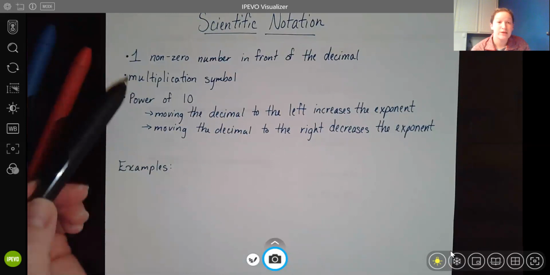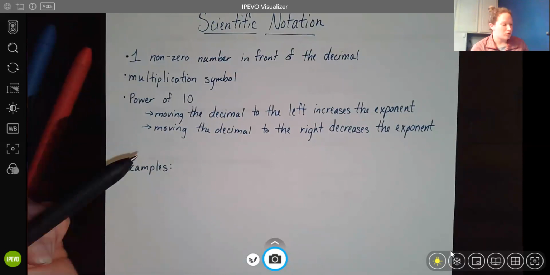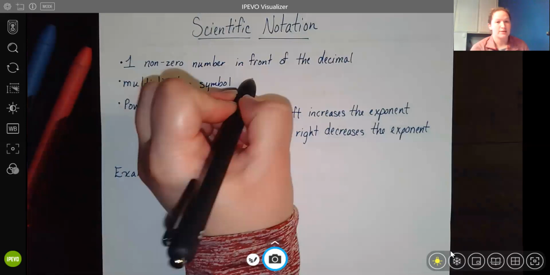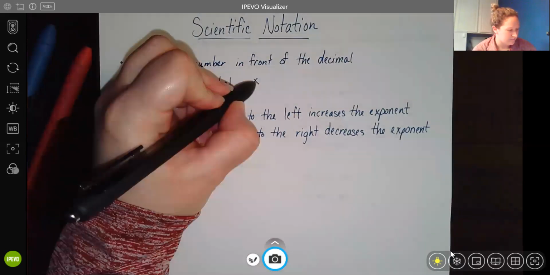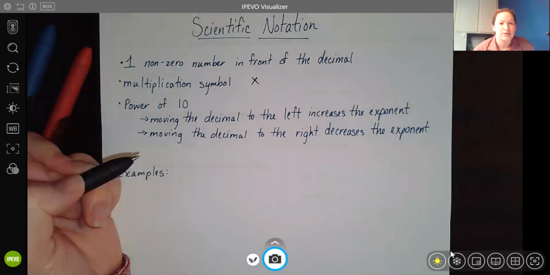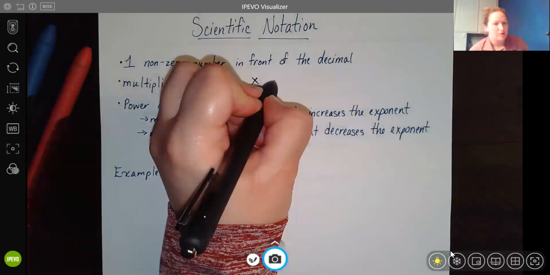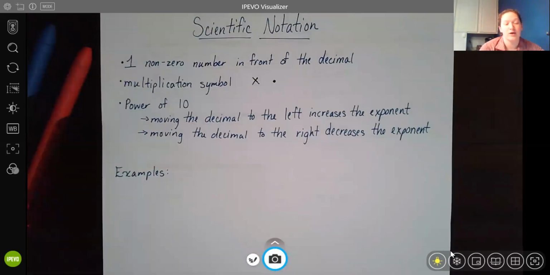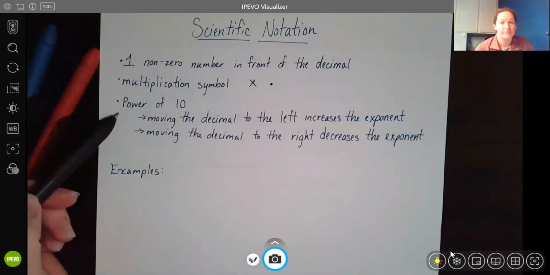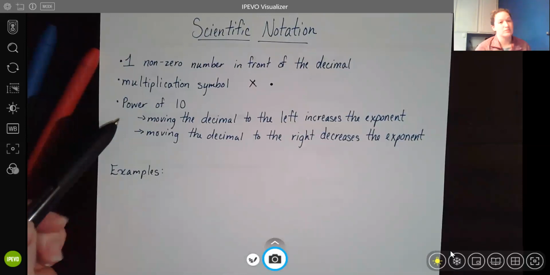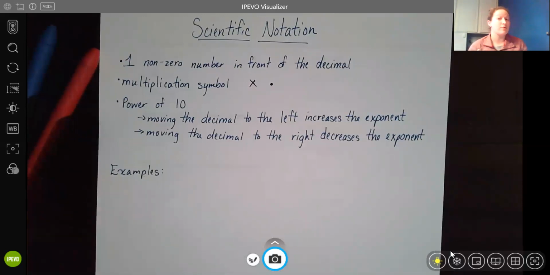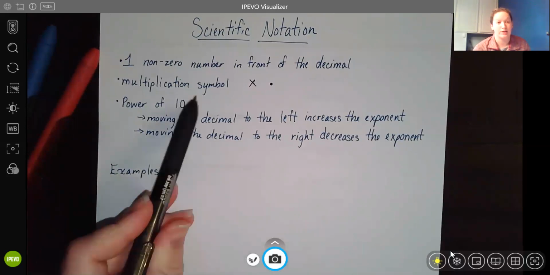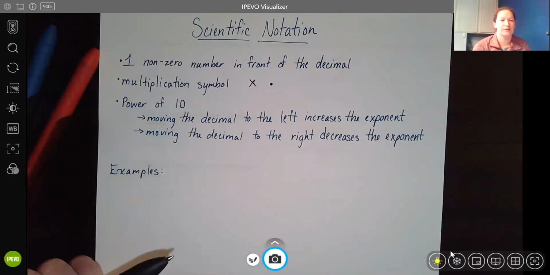That's followed by a multiplication symbol. You might see this as that multiplication that looks like an X. In Khan Academy, because that X is typically a variable, oftentimes it's just represented with a dot. But something to signify multiplication. And we follow it by a power of 10. So 10 to the power of 2, 10 to the power of -4. You have some base of 10 raised to an exponent. So those are the three key parts.